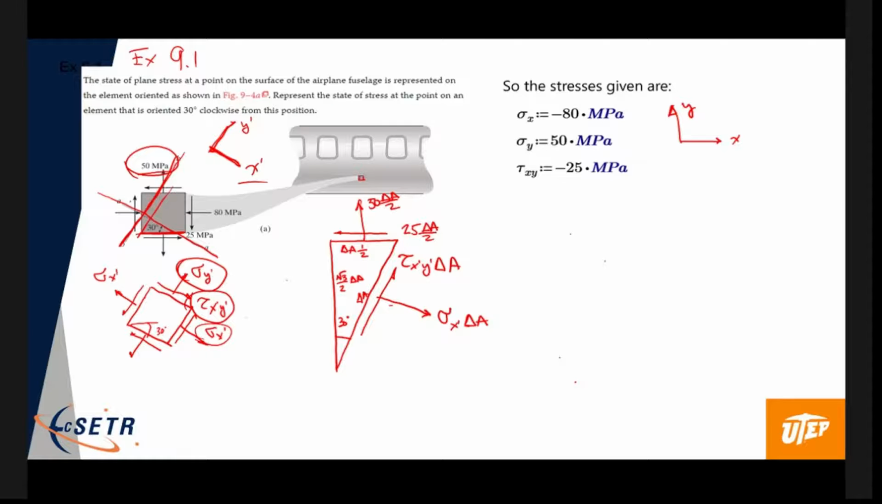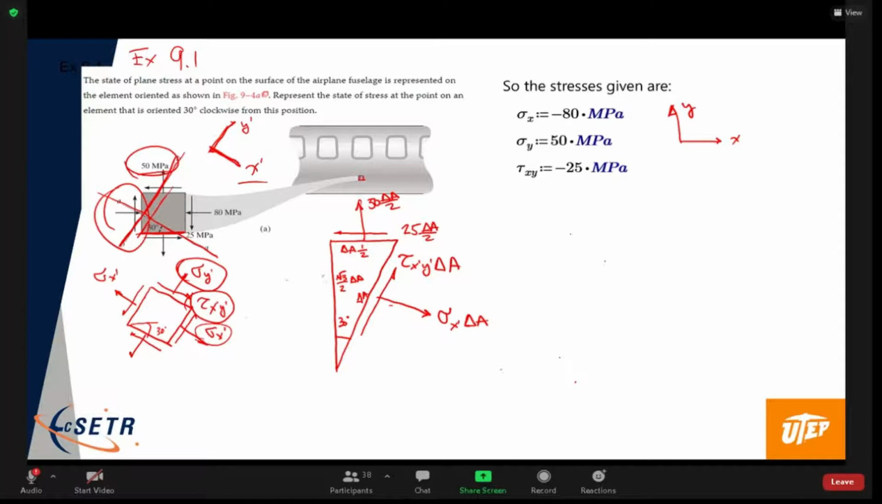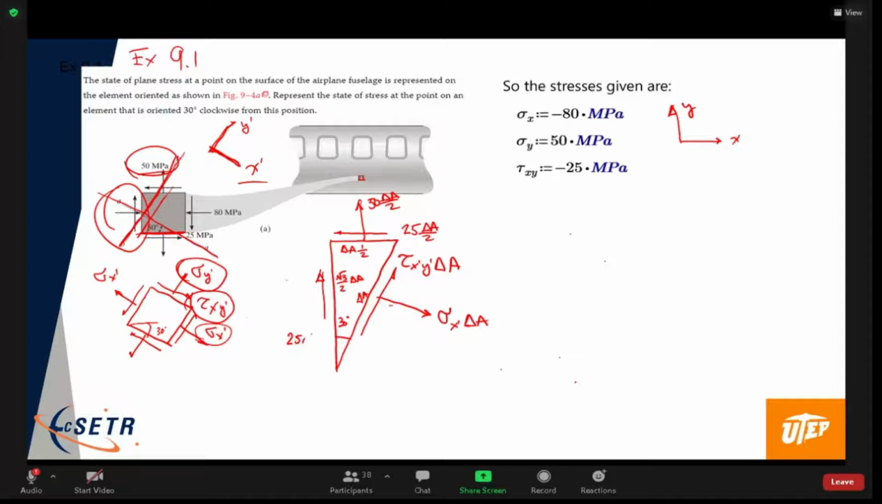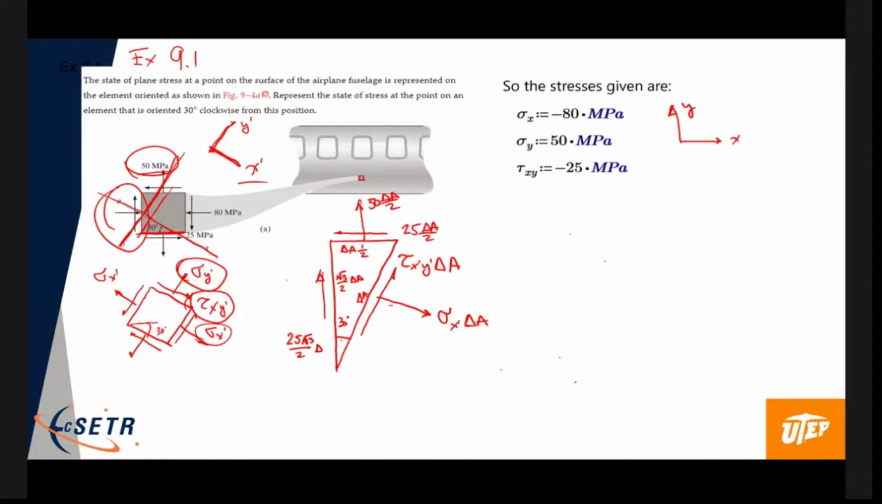And then on the left face, we have acting up this way that traction, again, from the 25. So that's 25 rad 3 on 2 delta A, right? Stress times the area. And then we get the compressive force acting in this direction of 80 times rad 3 on 2 delta A, okay? And so again, like I said, we really want this component.